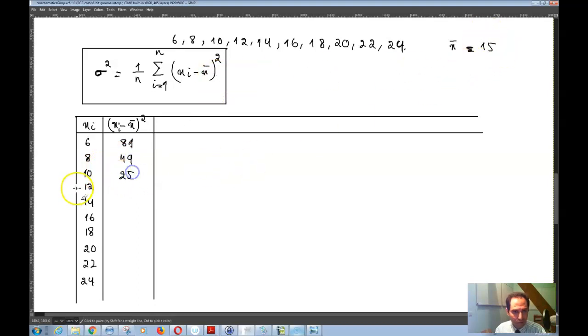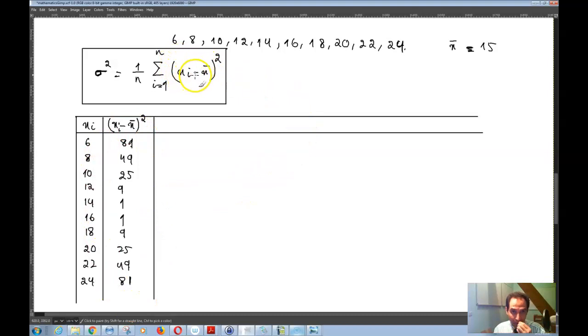That's positive 25. That's a 9. That's a 1. That's a 1. That's a 9. That's a 25. 22 minus 15 is equal to 7, so 49. 24 minus 15 is equal to 9, and 9 squared is equal to 81. So you get 81, 49, 25, 9, 1, 1, 9, 25, 49, 81, right?